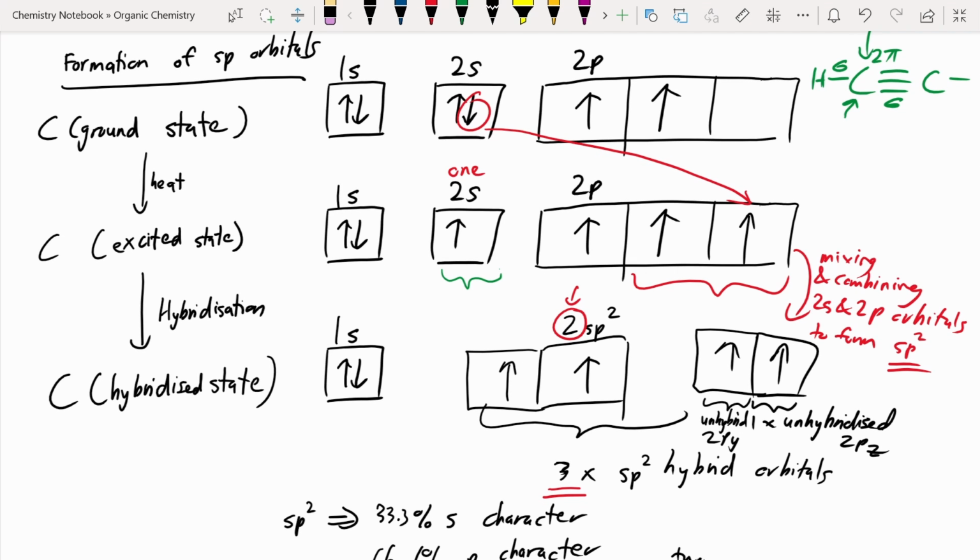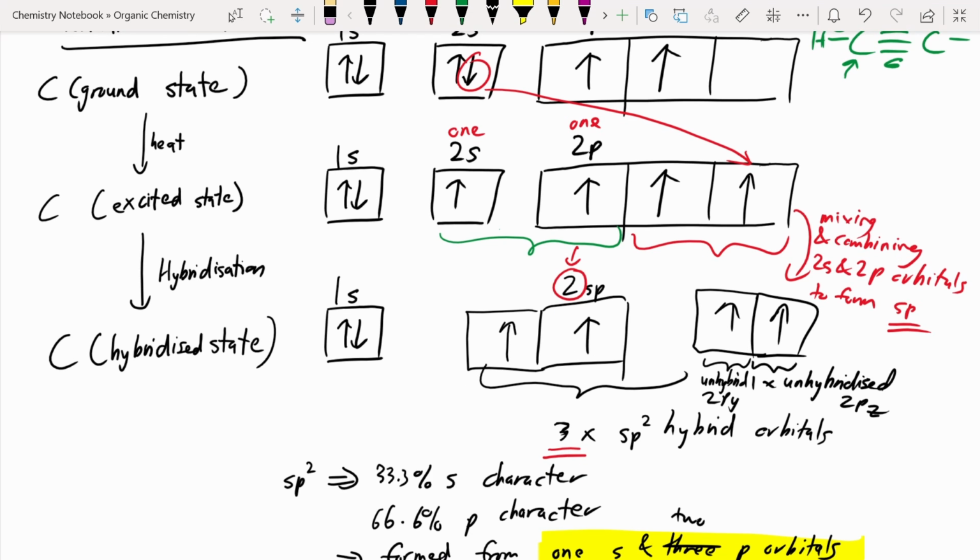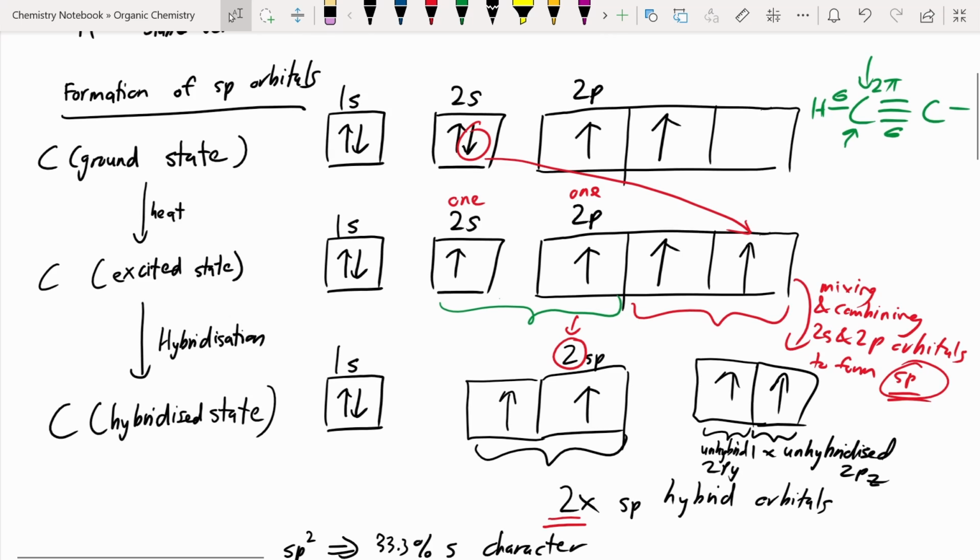Okay, so with the unhybridized orbitals out of the way, you have only 1 2s and 1 2p orbital left that you can mix and combine. When you do the hybridization, it will help you form your sp orbital. So it now becomes sp. As you can see, there are only 2 of the sp hybrid orbitals.